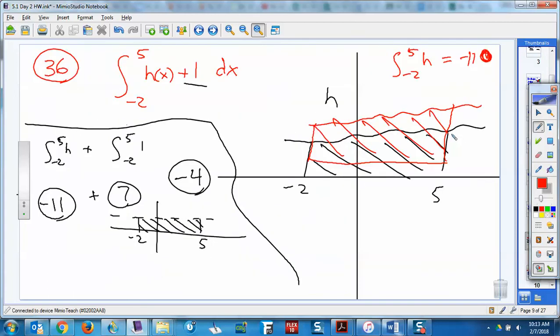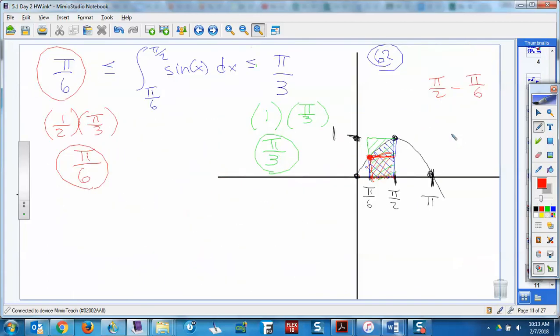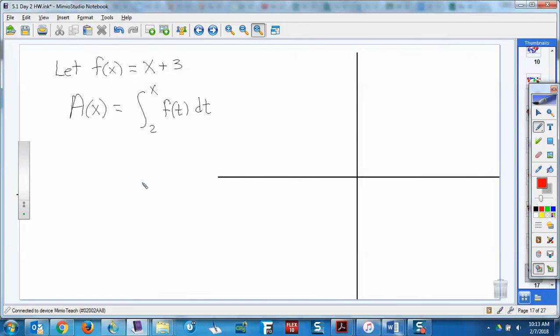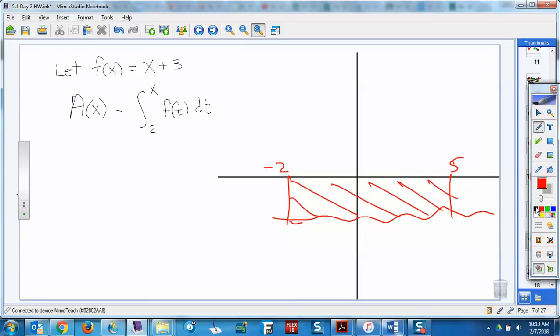If the h graph, ignore all that. So let's say we had our area down here, it was negative 11. Here's our function, so it's negative 2 to 5? So that's negative 11. Now let's say we shift that up 1. So now my graph's there. Wouldn't this be the original negative 11 right there?